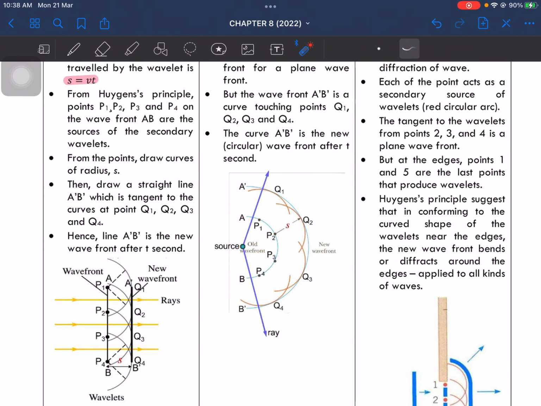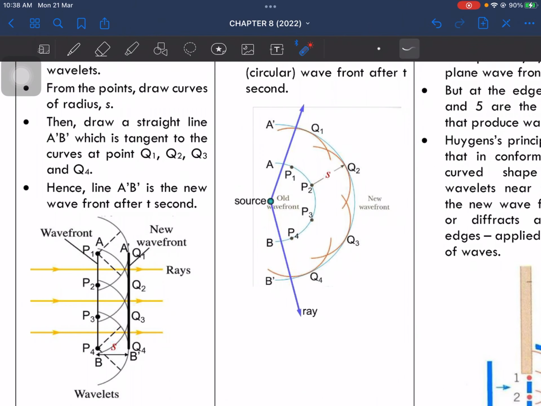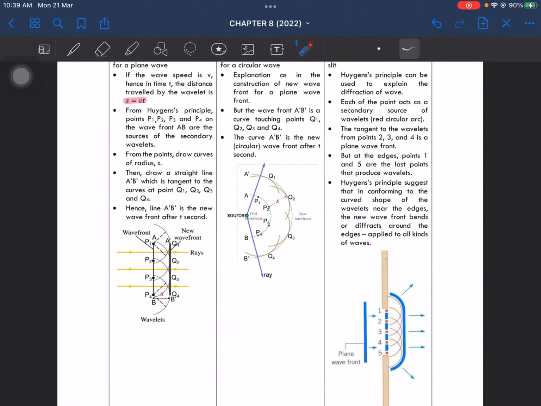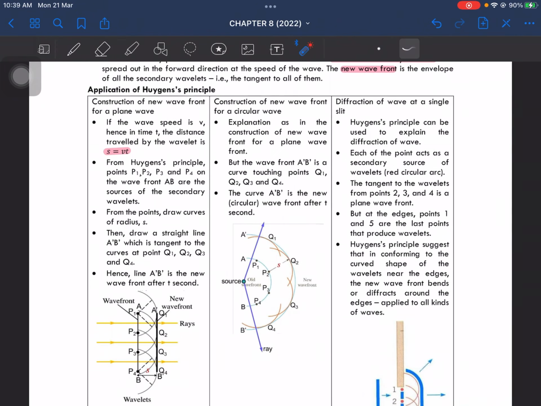We can then draw a straight line AB, which is the tangent to the curve at points Q1, Q2, Q3, and Q4. This is our circle, and this is a tangent, and likewise for each one of these. Hence line AB here is the new wavefront after a few seconds. So that is one of the applications: we can determine the construction of a new wavefront for a plane wave.